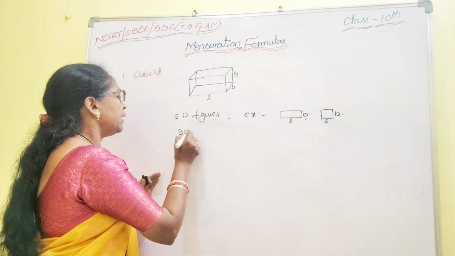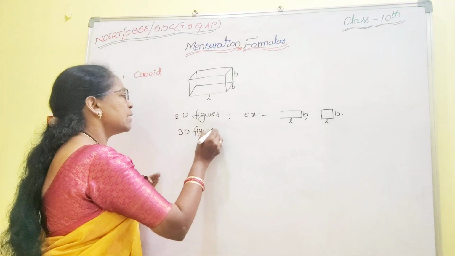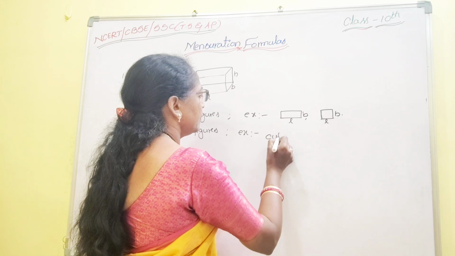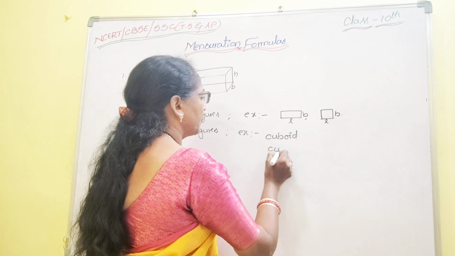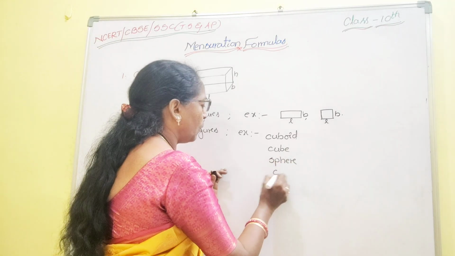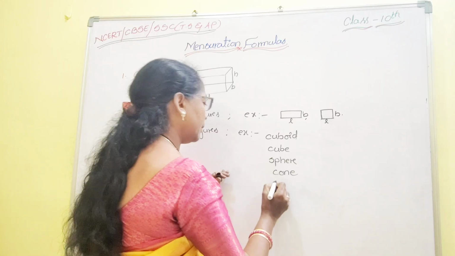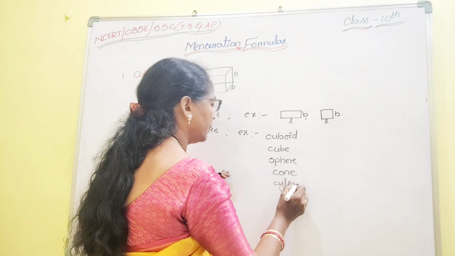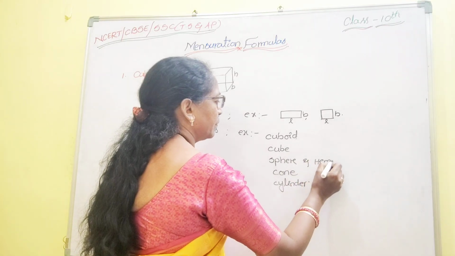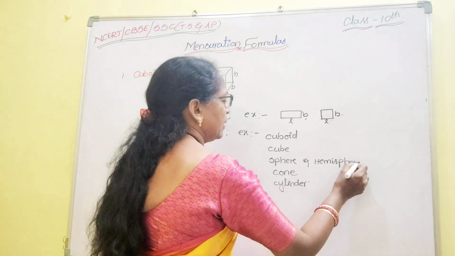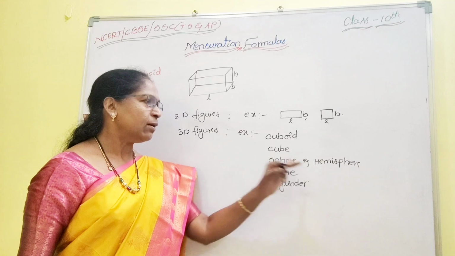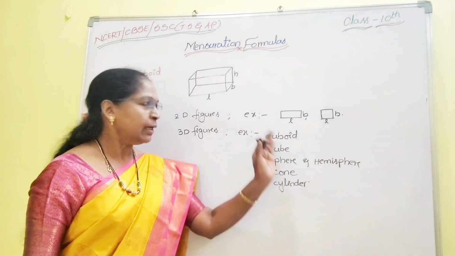3D figures are nothing but three-dimensional figures. Examples of three-dimensional figures are cuboid, cube, sphere, cone, cylinder, sphere and hemisphere also. So, cuboid, cube, sphere, hemisphere, cone and cylinder are the three-dimensional figures.